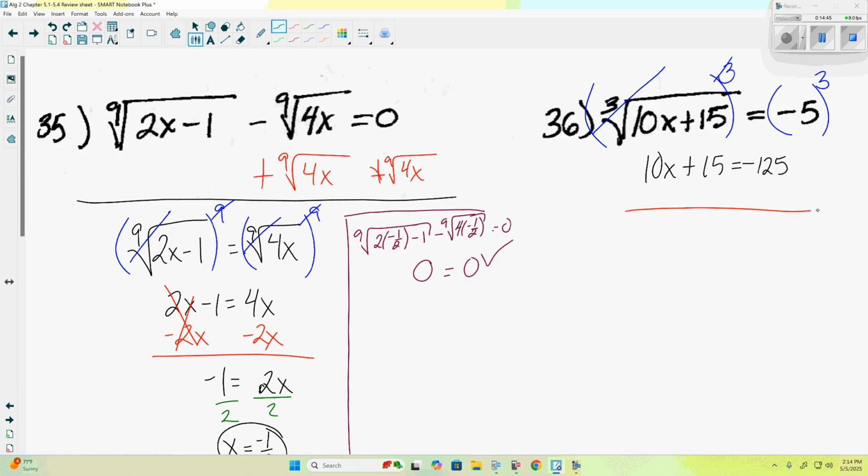No radical, so we can solve for x. So we can subtract 15 from both sides. Well, negative 125 minus 15 is negative 140. Divide by 10. Almost. Negative 14.